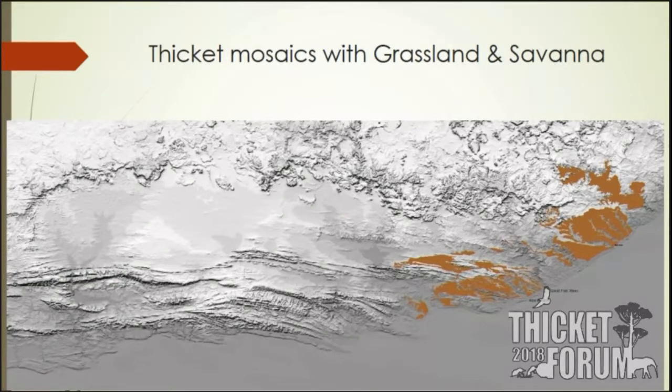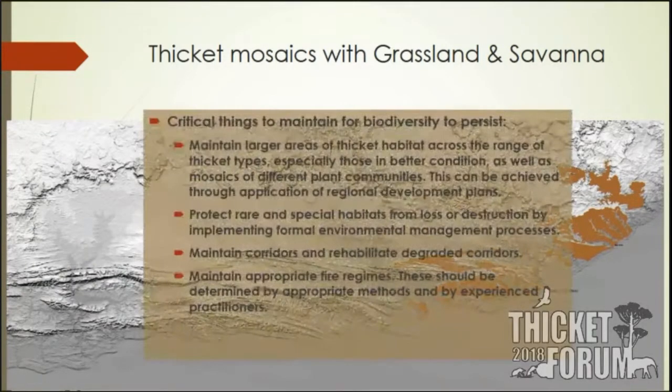Right, this is thicket mosaics with grassland and savanna. This is the summer rainfall side of the biome, and mosaics in fire-prone ecosystems are different to mosaics in winter rainfall sides. These are some of the critical things to maintain for biodiversity to persist. So you can have a look at those. Some are the same for the other units, some are different for the other units.